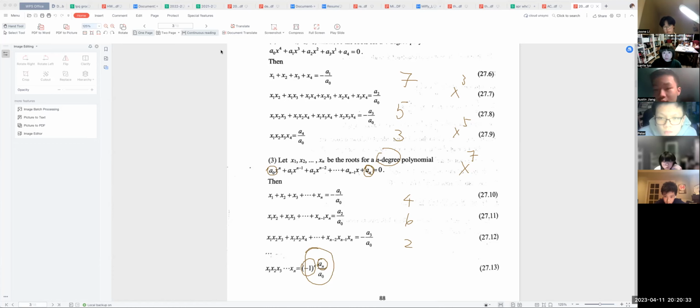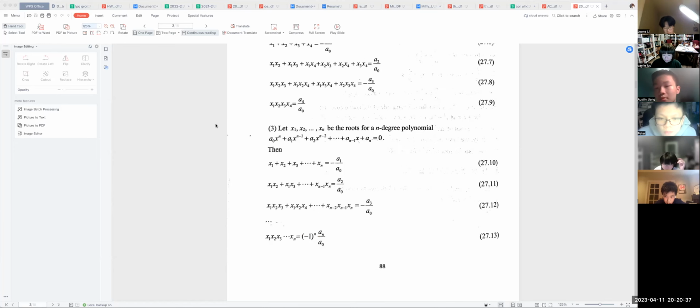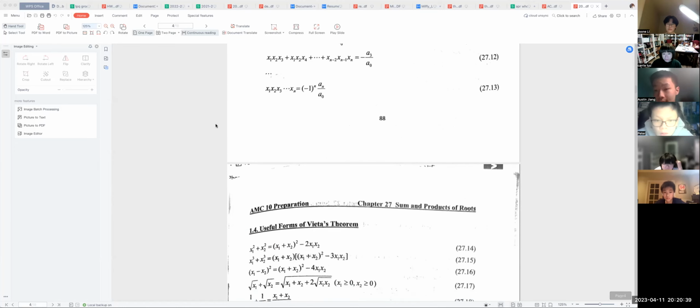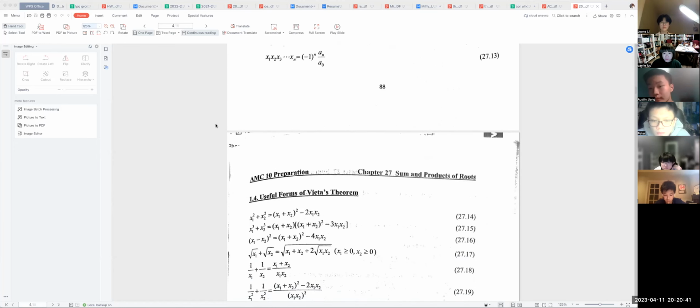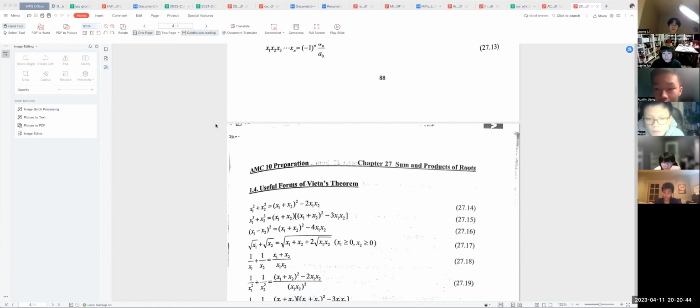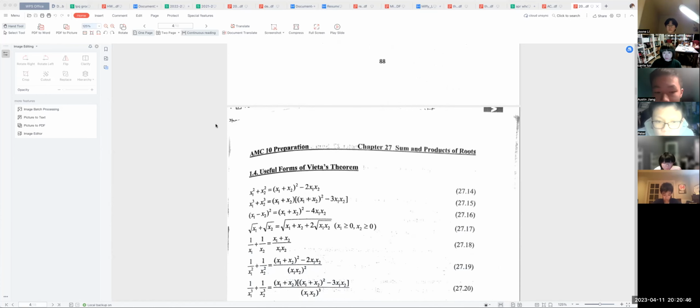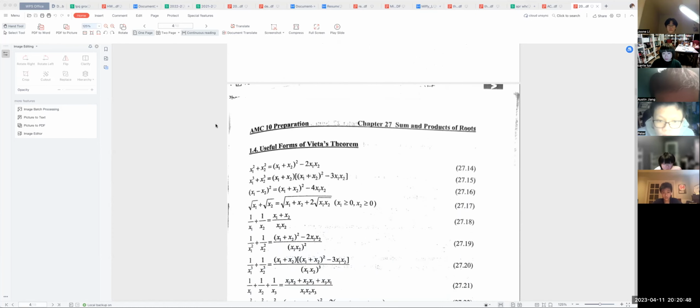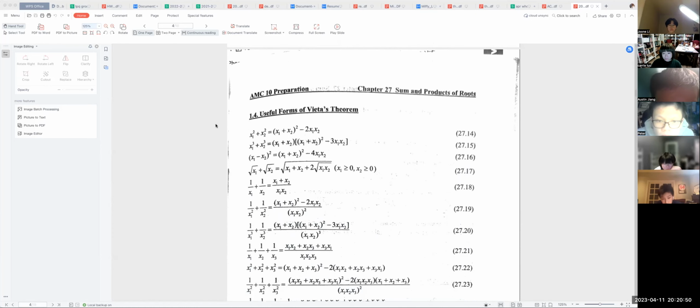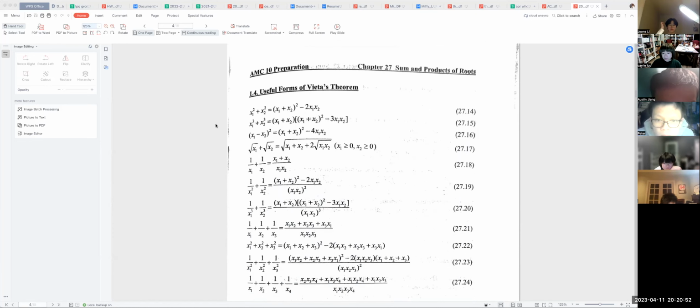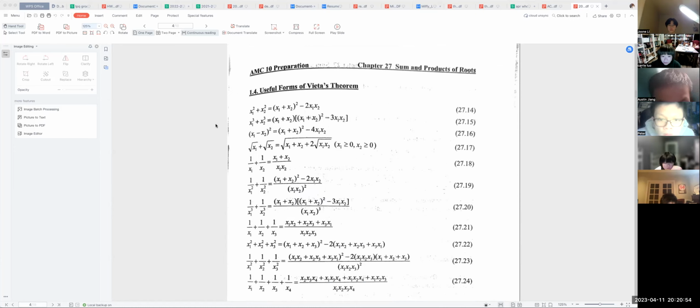Okay, so we're going to try to understand those formulas by looking at different questions. But there are some useful forms of Vieta's theorem, so we can take a look at those. For the people who have already printed it out, you don't have to do anything, just look at it. Okay, I'm going to ask a very simple question for everybody, just using the last one.